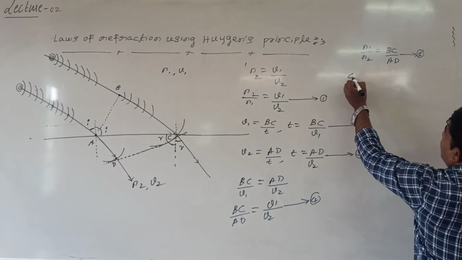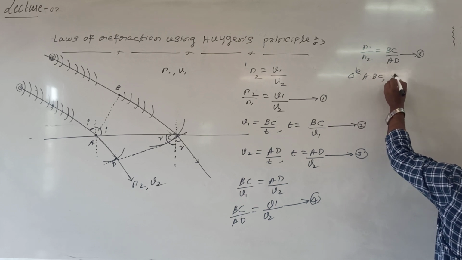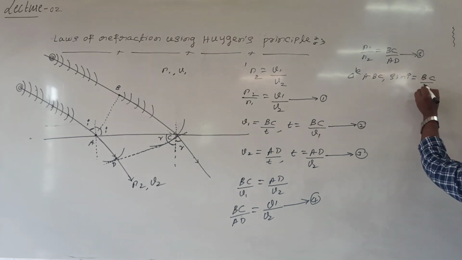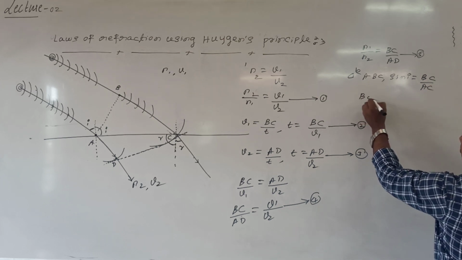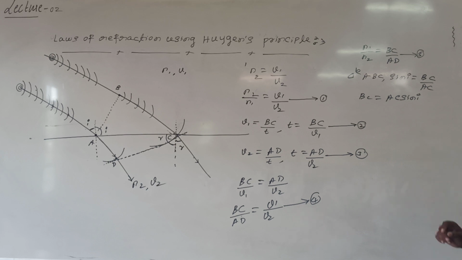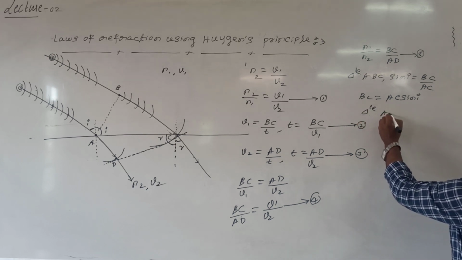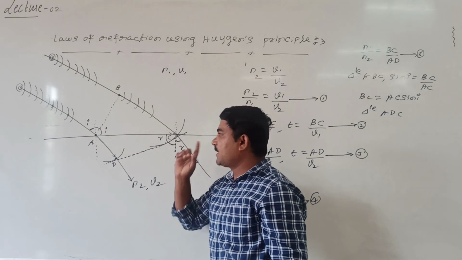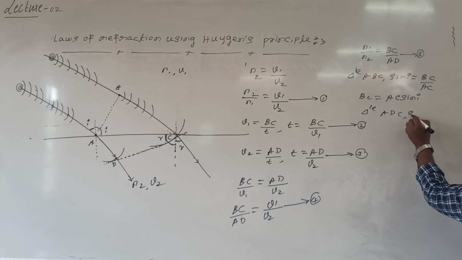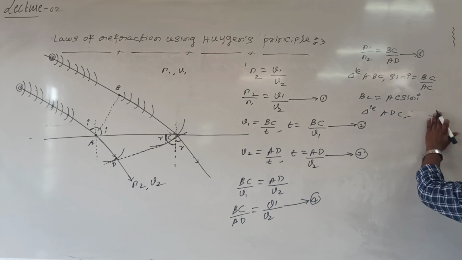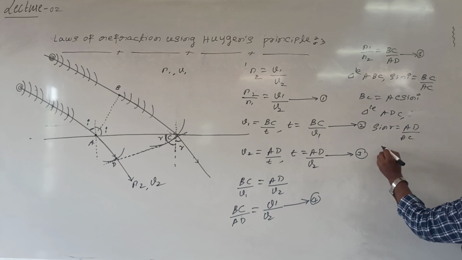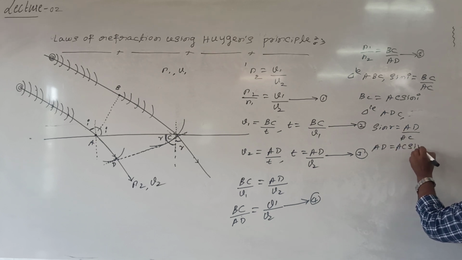In triangle ABC, sine i. What is sine i? Sine i is equal to BC divided by AC. What is BC then? From this, BC is equal to AC sine i. Similarly, one more triangle looks like this. ADC is one triangle. Again here r is available, so sine r is opposite by hypotenuse. See here, sine r is equal to, in the triangle ADC, AD divided by AC. What is AD? AD is equal to AC sine r.